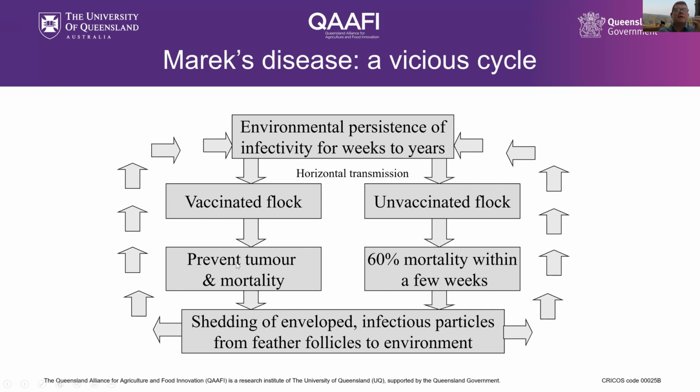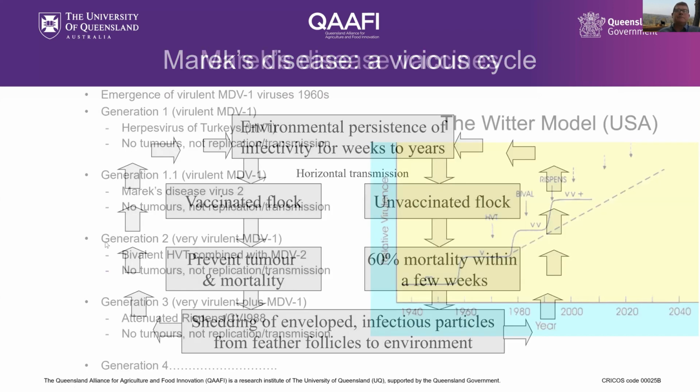However, vaccination doesn't completely interrupt that infectious replication and shedding cycle. As a consequence, we still end up with environmental persistence of the viruses that cause disease in the production environment. And so it's this circularization in the vaccination-infection model that we'll talk about today in the context of imperfect vaccination.